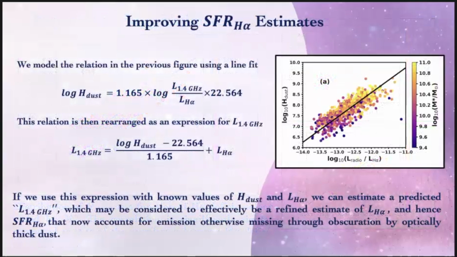So next we model this relation using a line fit, and then rearrange that to get an expression for the radio luminosity. If we use this expression with the known values of H dust and H alpha luminosity, we can estimate a predicted radio luminosity, which can be considered a refined estimate of H alpha luminosity, and hence H alpha star formation rate.